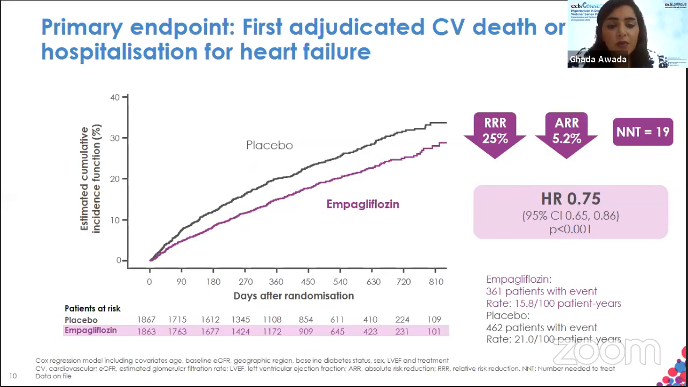For the primary endpoint, there was a significant 25% relative risk reduction for empagliflozin versus the placebo on top of standard of care, with a p-value of less than 0.01. Translated to the absolute risk reduction, it is 5.2% for EMPA versus the placebo. And if we want to translate it to the number needed to treat, there is only the need to treat 19 patients to save one life with empagliflozin in the EMPEROR-Reduced trial.